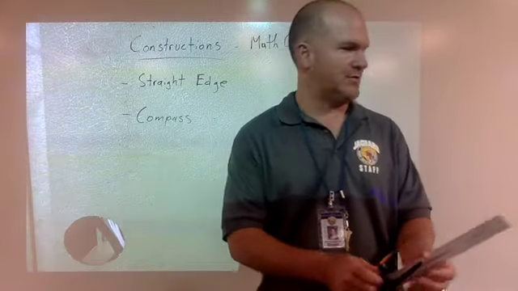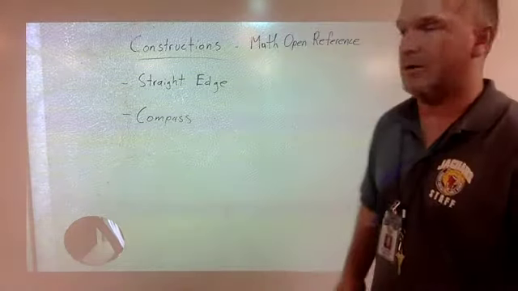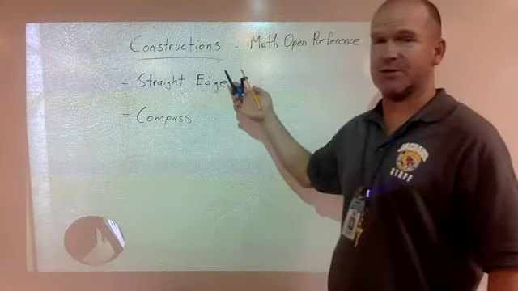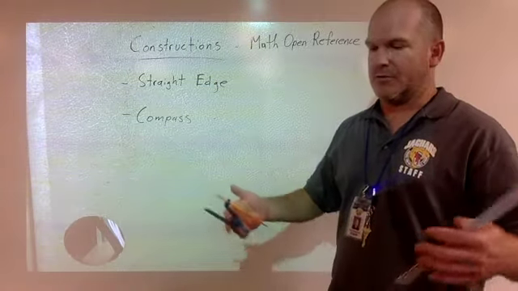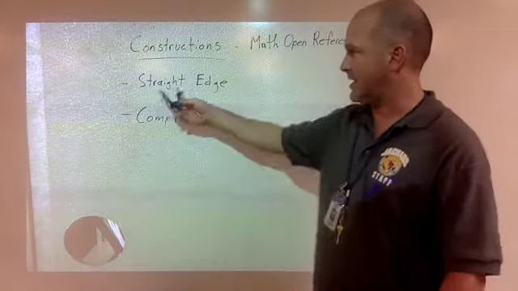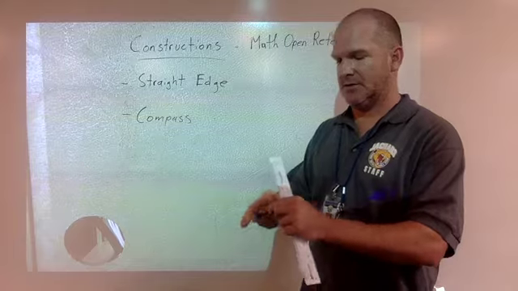Standard number 2 of the geometry year is constructions. Constructions means we're going to build shapes with just two tools, a straight edge and a compass.